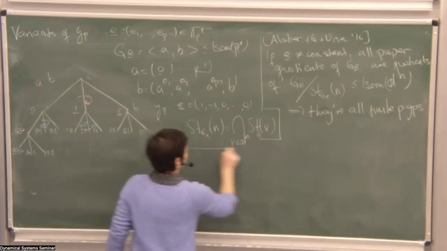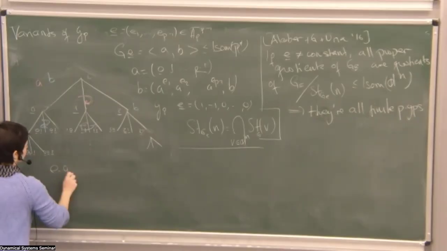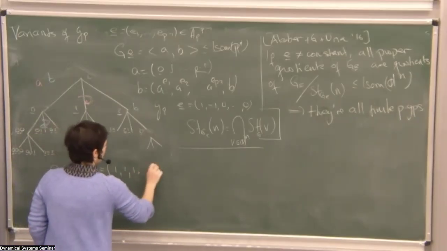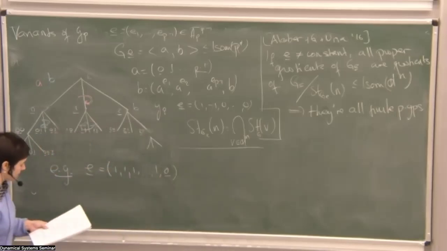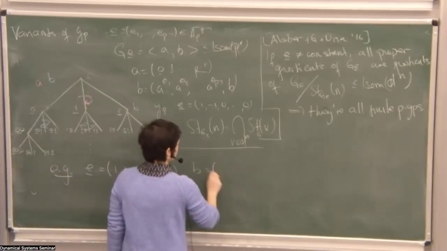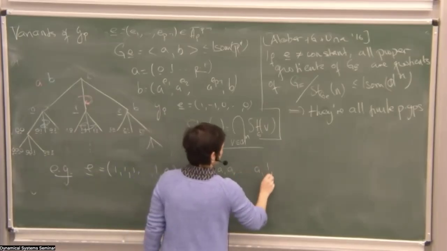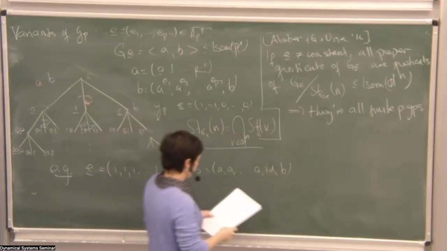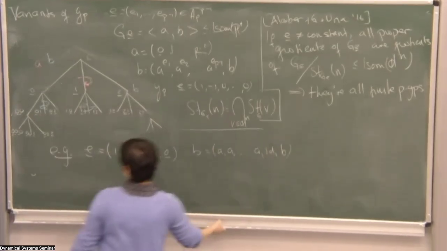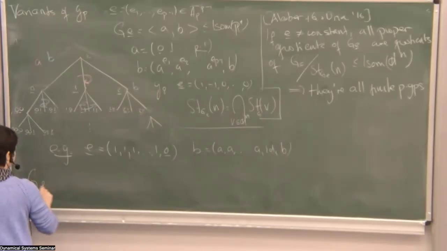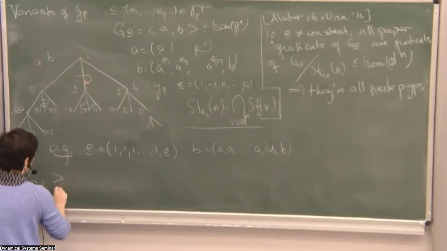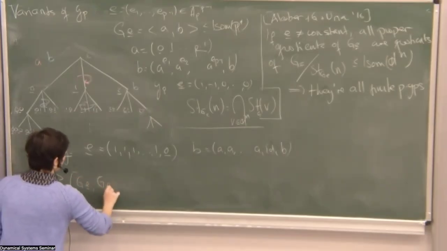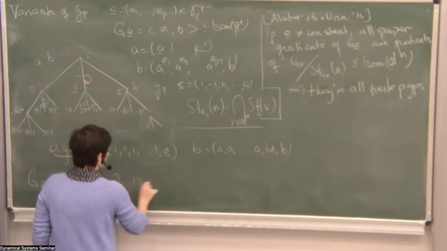But let me give you an example. So an example is if E is the vector 1, 1, all ones, and then a 0, so that means that B is A, identity, B. Then GE has index p squared. Its commutator subgroup has index p squared and is torsion free.